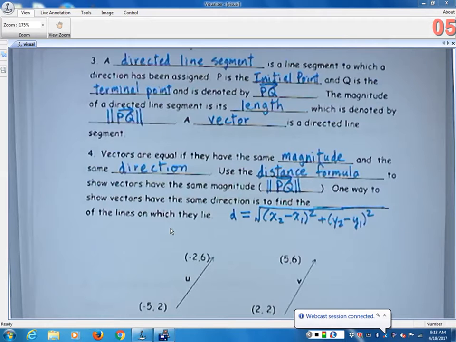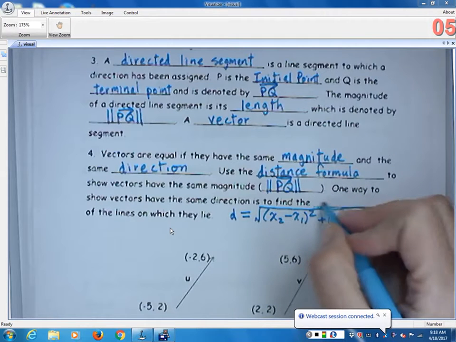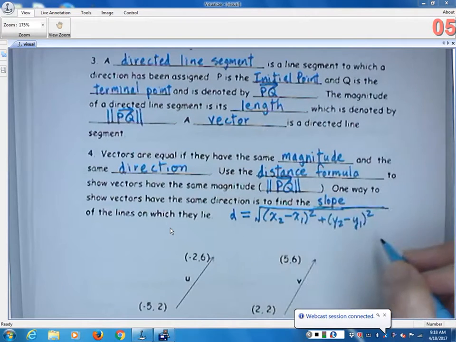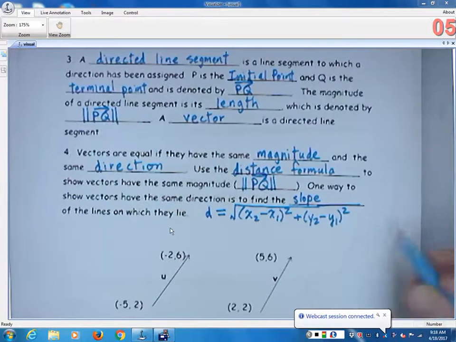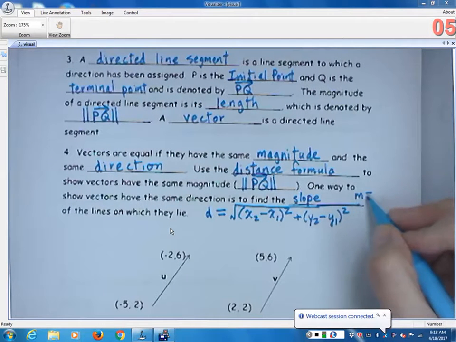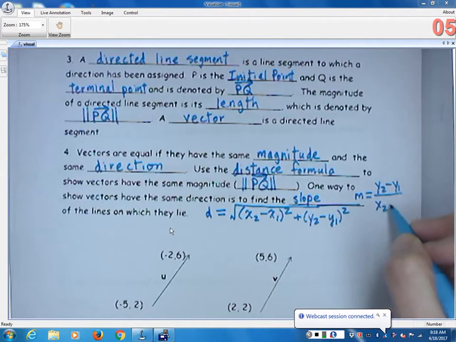One way to show vectors have the same direction is to find the slope of the lines in which they lie. So if you find the slope, that formula was m equals y2 minus y1 over x2 minus x1.